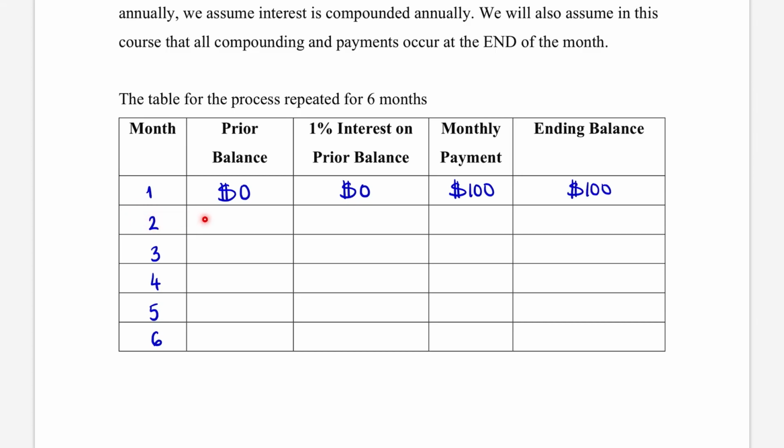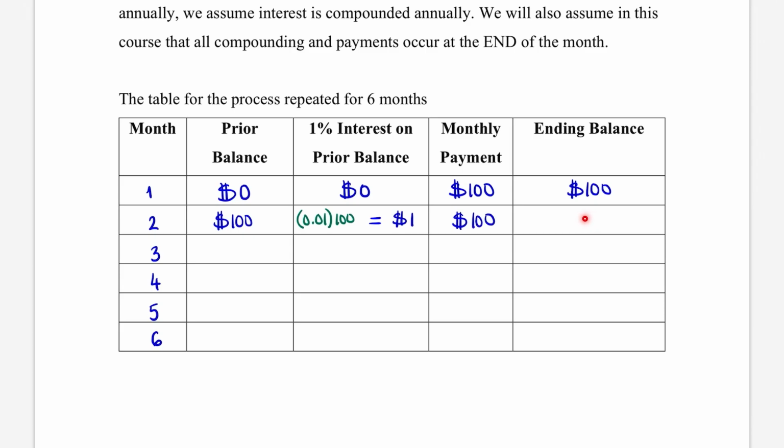On the second month, the balance that I have before the second month is the balance that I have by the end of the first month, which is $100. The interest that I earn here will be the 1% interest on the prior balance. So it's going to be 1% of $100. I'll take 0.01 times 100, that is $1. Now, at the end of the second month, I will contribute another $100.